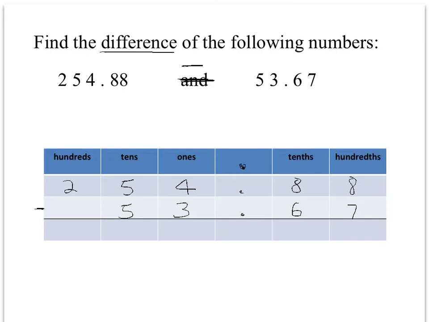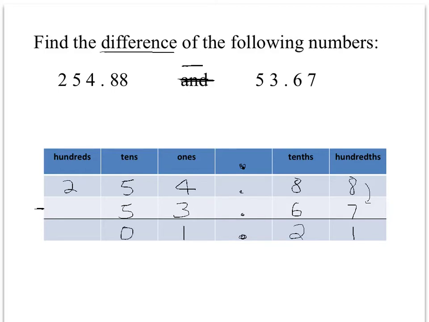Now we begin subtracting. We look at the top number, 8, and subtract from it 7, and 8 minus 7 is 1. We work our way to the left. 8 minus 6 is 2, and we bring our decimal straight down, lining the decimals up. 4 minus 3 is 1. 5 minus 5 is 0.